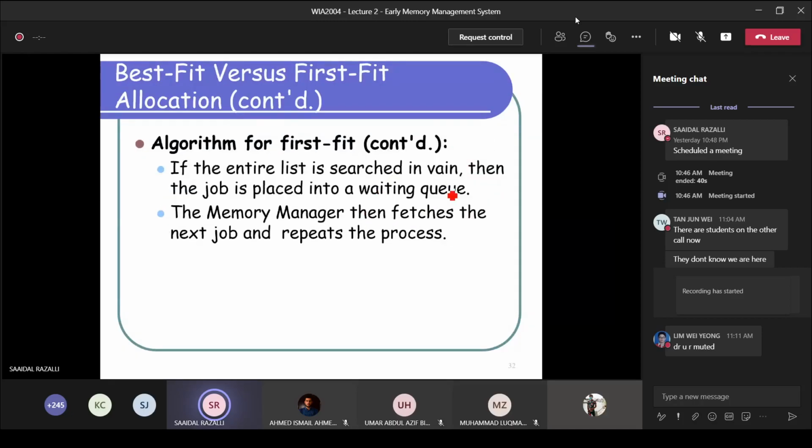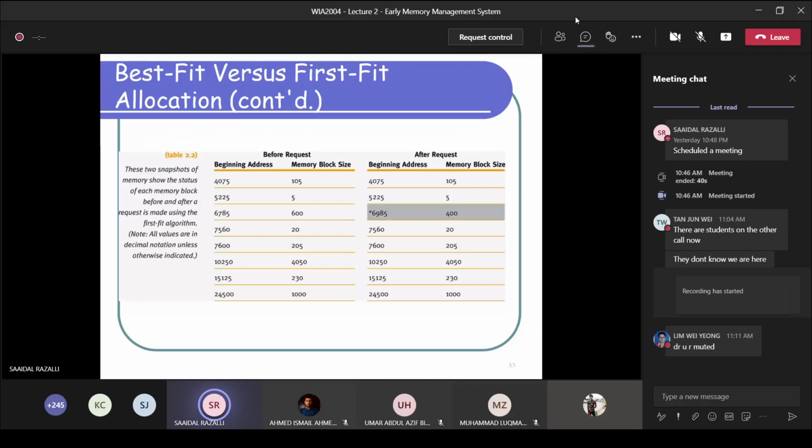If the entire list is searched in vain, then the job is placed into a waiting queue. Like, the job is too big to fit in any of the memory partitions, it will go into the waiting queue. The memory manager then fetches the next job and repeats the process.